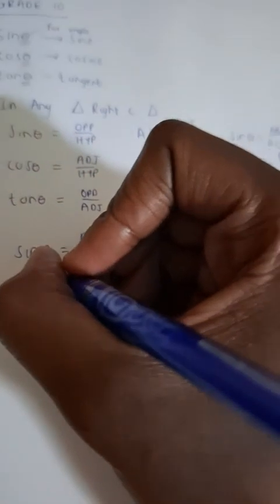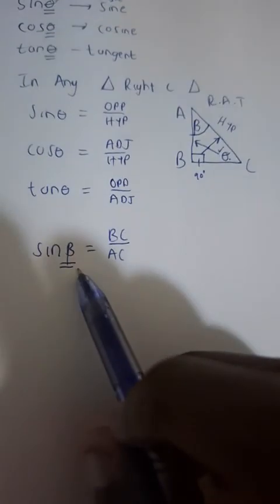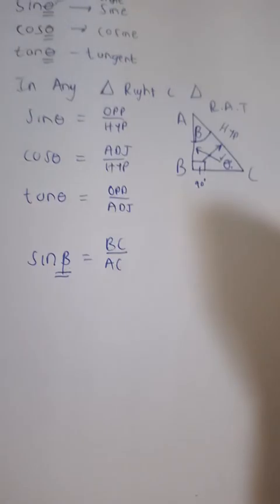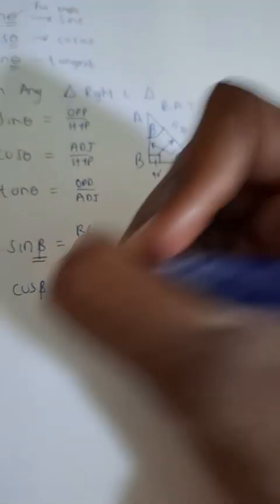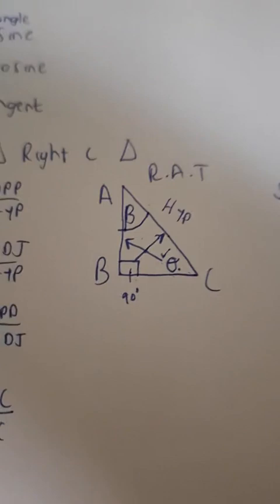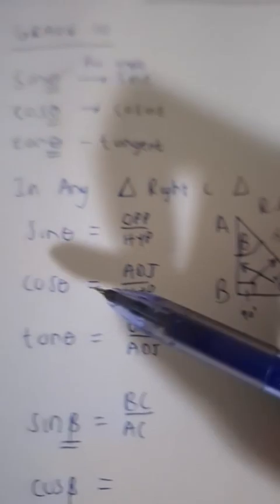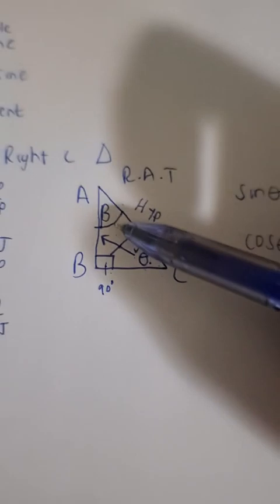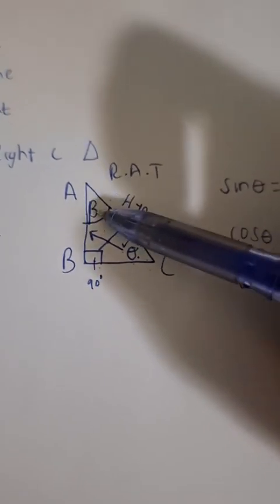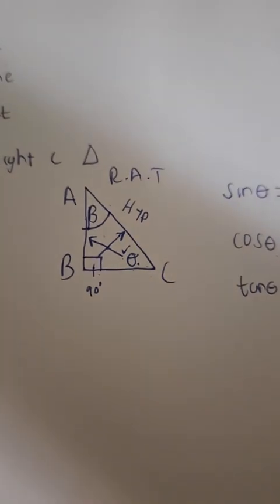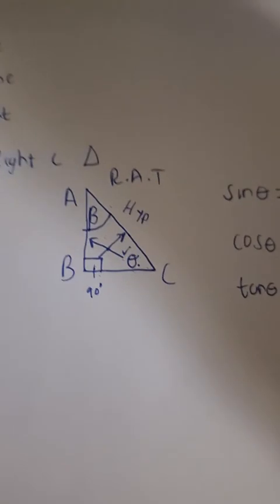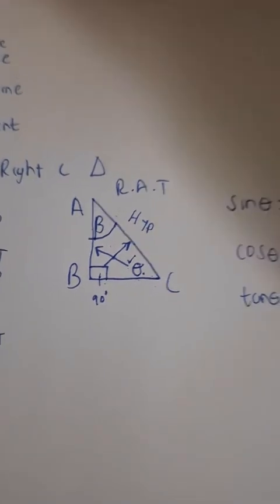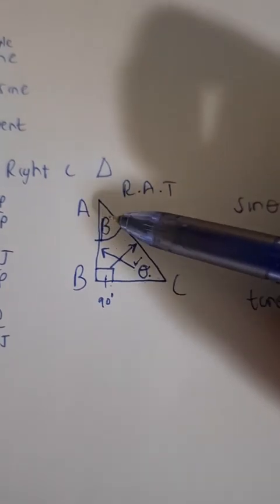So we always take note of the angle that they are referring to. Let's look at cos beta. What would be cos beta, guys? Maybe you guys can let me know in the comment section. What would cos beta be? We know the definition of cos is adjacent over hypotenuse. So if you look at cos beta here, what would be cos beta in reference to the sides that we have? Cos of angle beta.